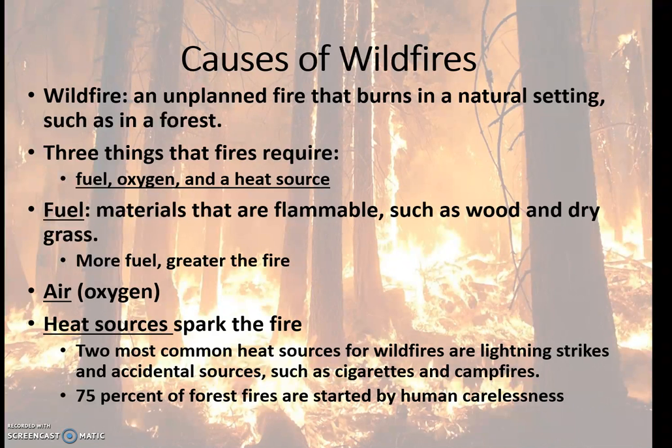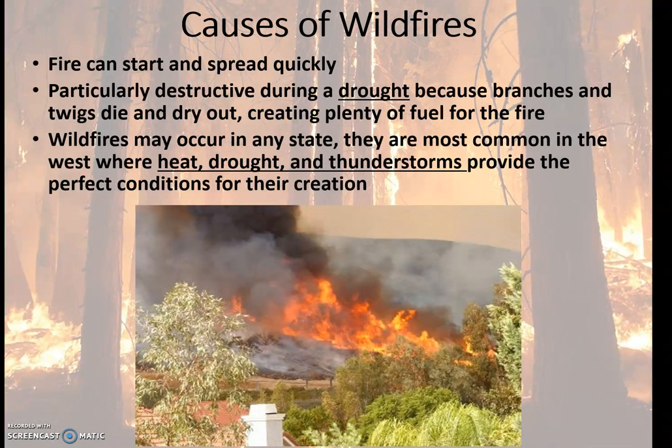So the two most common heat sources for wildfires are lightning strikes and accidental sources, such as cigarettes and campfires. So it's a sad fact that 75% of forest fires are started by human carelessness. So the fire can start and spread quickly, which is why they oftentimes get out of control, particularly during a drought because that's when branches and twigs die and dry out, creating fuel for the fire. Wildfires may occur in any state, but they're most common in the West, where heat, drought, and thunderstorms provide perfect conditions for their creation.